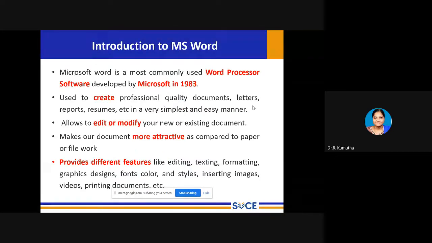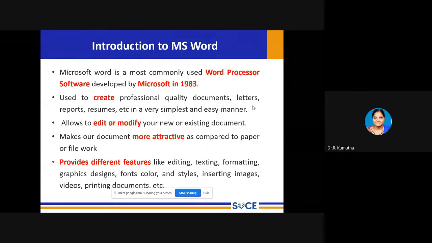Okay, so you know very well this MS Word is word processor software. It was developed by Microsoft in 1983 itself, right? So whenever we want to prepare any documents, especially in a more professional way, like letters, reports, project reports, resumes, whatever, you can make use of this word processor software. And the most advantageous thing here is that we can edit or modify the document very easily, in a new document or an existing document.